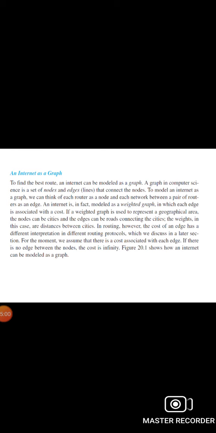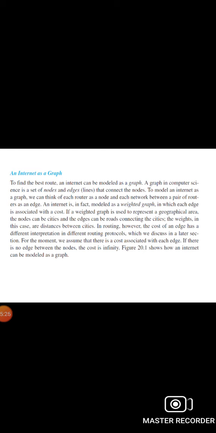So to find the best route, the internet can be modeled as a graph. A graph in computer science is a set of nodes and edges that connect the nodes. To model an internet as a graph, we can think of each router as a node and each network between a pair of routers as an edge. An internet is, in fact, modeled as a weighted graph in which each edge is associated with a cost.